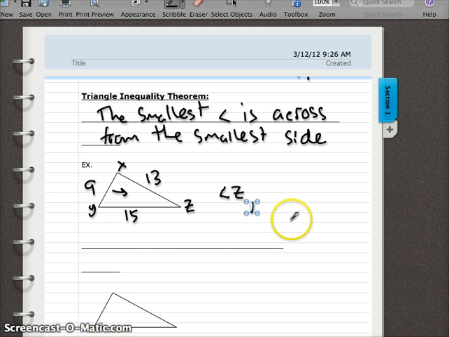So let's find the next smallest side. The next smallest side is 13. So what angle is across from that side? Angle Y. So angle Y is the middle angle there. And let's find the next size. 15 happens to be the biggest. What's across from 15? Angle X. So angle X is the biggest angle.